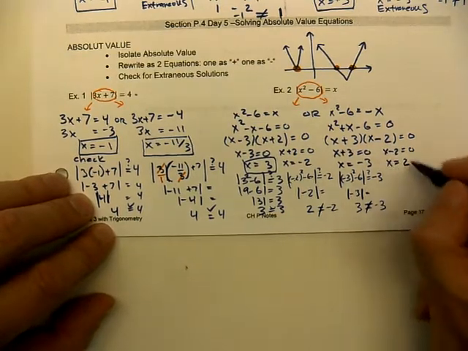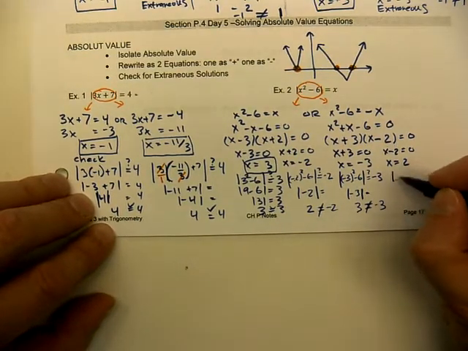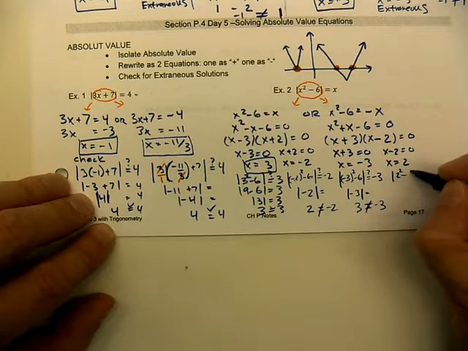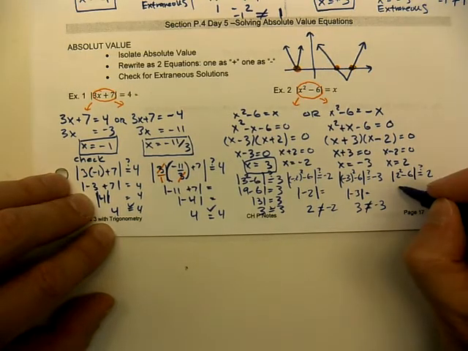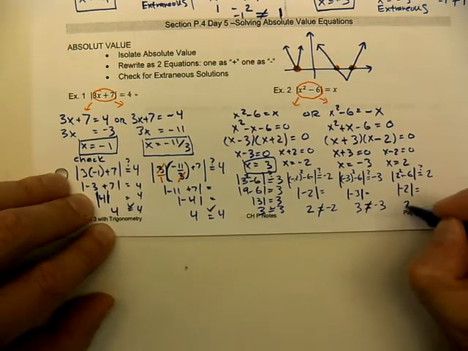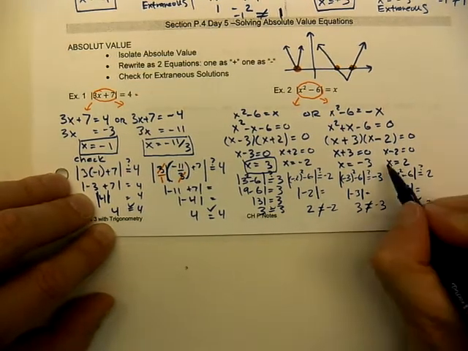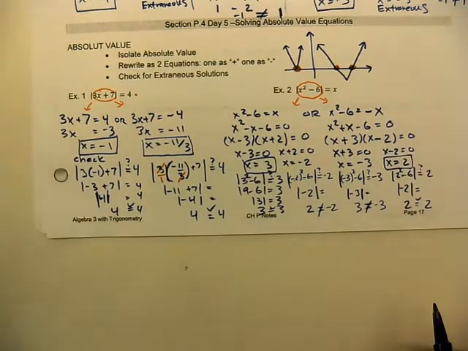That's also extraneous. For x equals 2, 2 squared minus 6, we want to know, will that equal the 2 on the right-hand side? So this gives us 4 minus 6 is negative 2 in the absolute values, and that turns into a positive 2. So yeah, that checks out. So those are our 2 solutions.